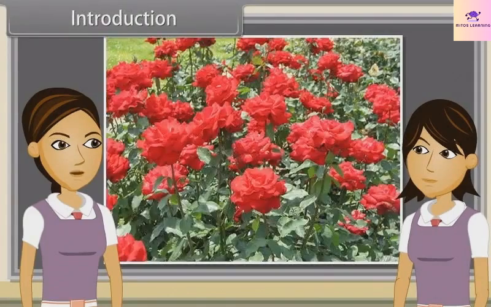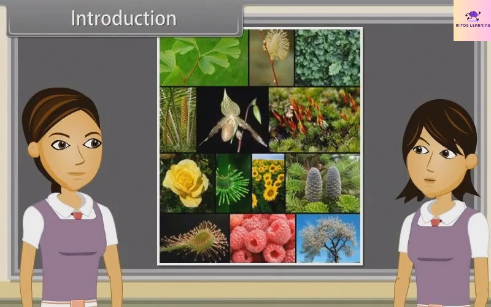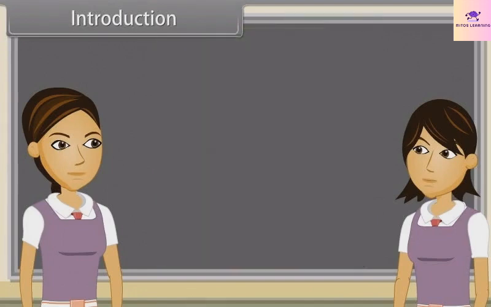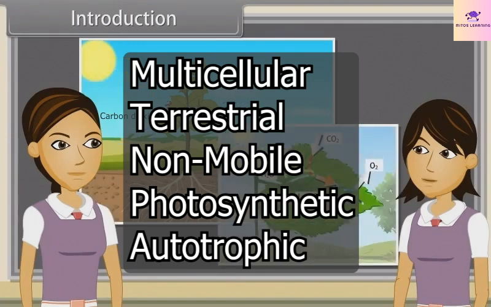Sharmila, in a few words, define a plant. Yes, any member of the kingdom Plantae, comprising multicellular organisms, and produces their own food by the process of photosynthesis. Sharmila, now tell me what makes plants different from other organisms? Yes, plants are multicellular, terrestrial, non-mobile, photosynthetic, and autotrophic.